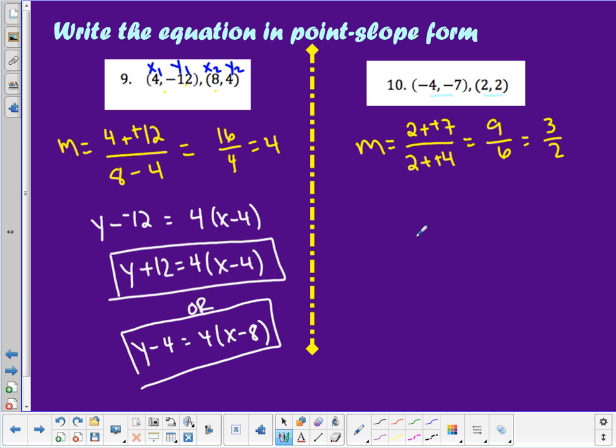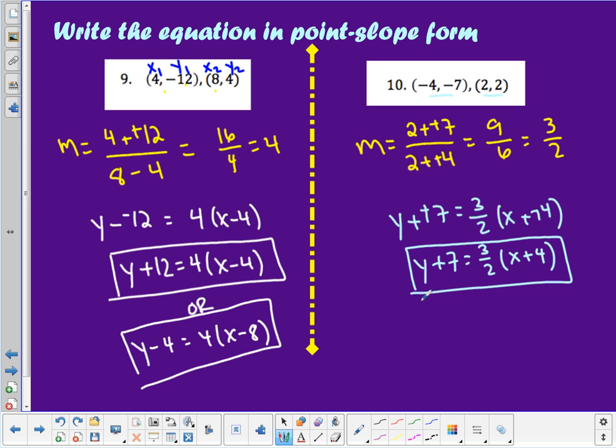Both of them are true. So I'd have y minus negative 7 is equal to 3 halves times x minus negative 4, which again looks like y plus 7 equaling 3 halves times x plus 4. Some of you will start to recognize that double slash without having to write them both out. So as long as you recognize that you're subtracting a negative and that goes to addition, that's an okay thing to do. The other option would be using the other point.